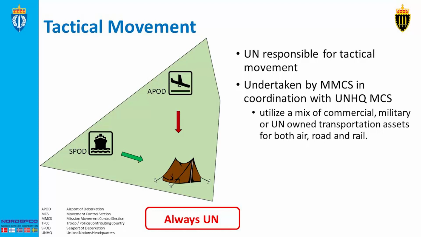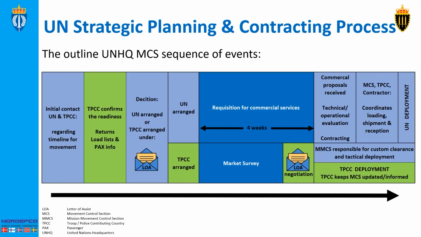Mission Movement Control Section will hire local or regional commercial transport to support this movement. Everything from a small company with only one vehicle to larger companies with all types of transportation capabilities. The control and follow-up of these movements quickly becomes very demanding. Regular and direct communication between the permanent missions and United Nations Headquarters Movement Control Sections is vital to plan and execute the movement of troop or police contributors, personnel, and contingent-owned equipment.